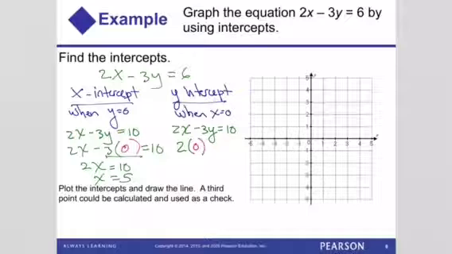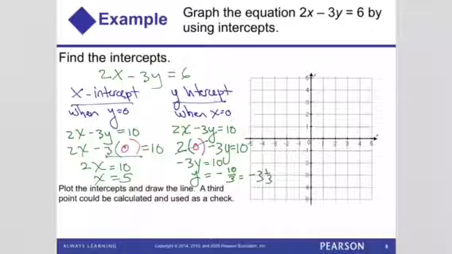Now I want to find my y-intercept. To do that, I let my x term be 0 and solve. So this guy becomes 0, and I get negative 3y equals 10. Divide both sides by negative 3, and I will get y equals negative 10 thirds, which is negative 3 1/3.